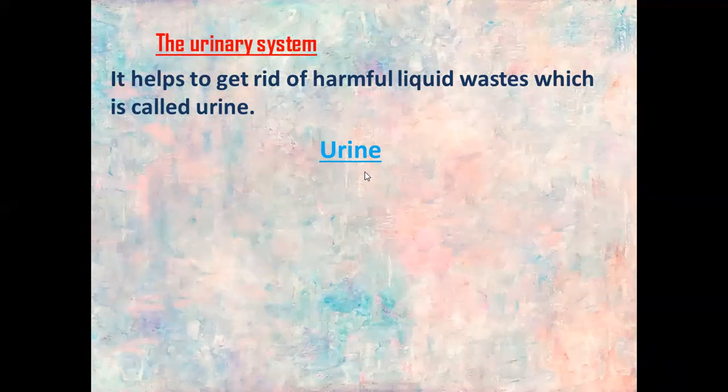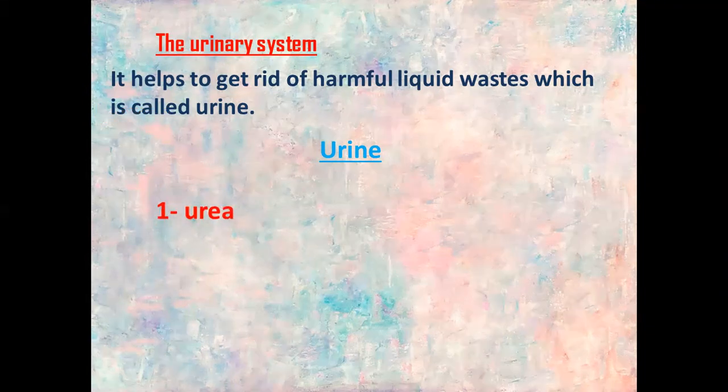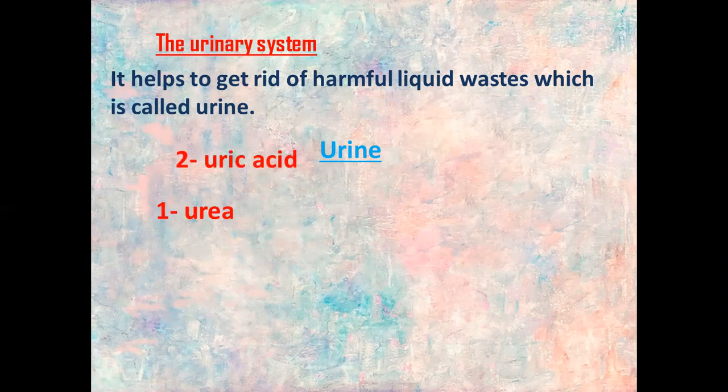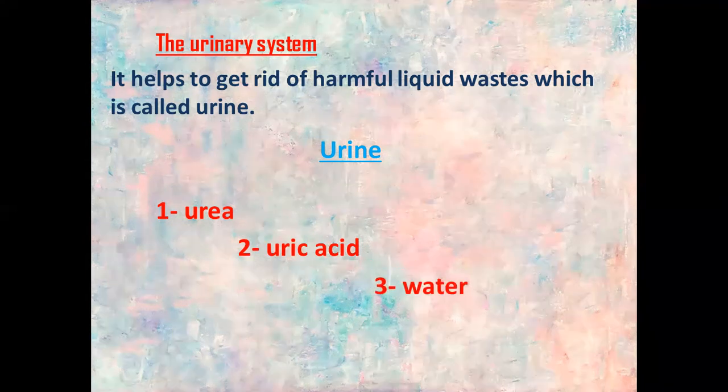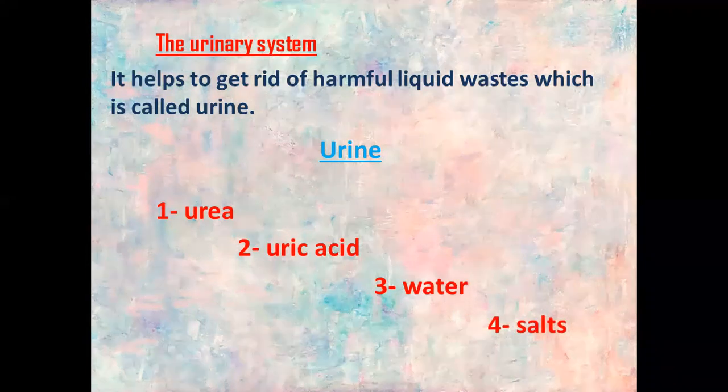This urine is made of what? It's made of four things. The first one is called urea. The second thing is called uric acid. The third one is water. That's why it's liquid, because it contains a large amount of water. And the last one is salts.